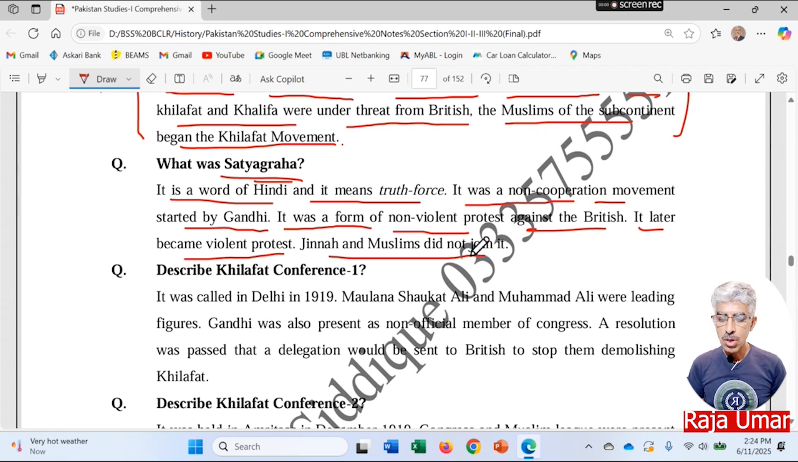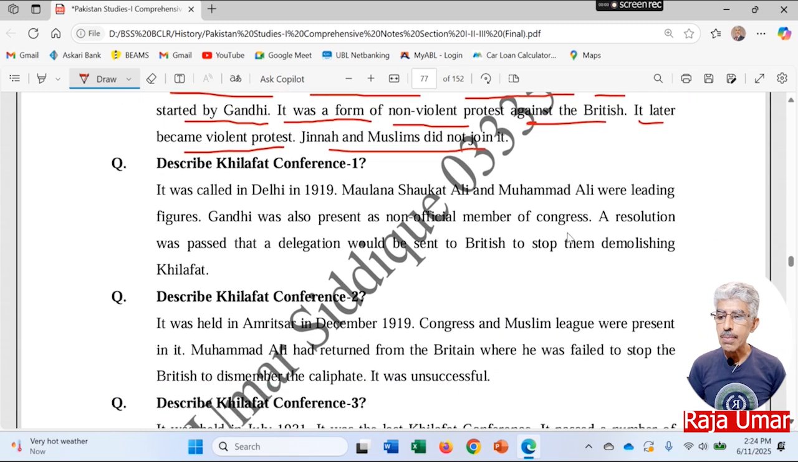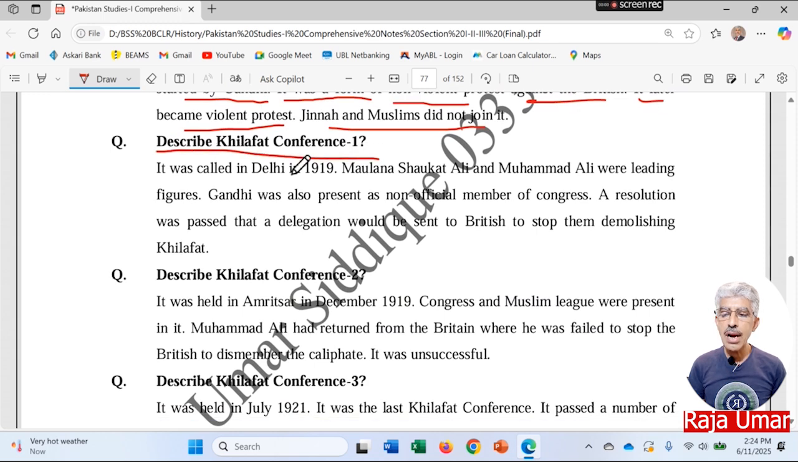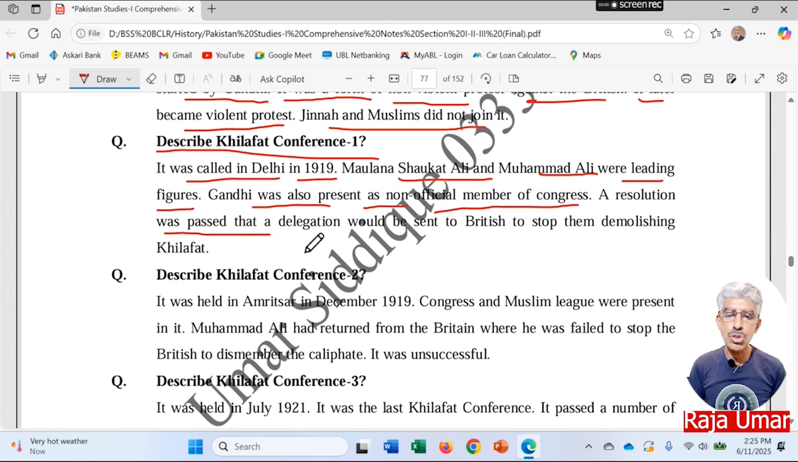So, describe the Khilafat Conference 1. It was called in Delhi in 1919. Maulana Shaukat Ali and Maulana Muhammad Ali Johar were leading figures of this Khilafat conference. Gandhi was also present as a non-official member of Congress. A resolution was passed that a delegation would be sent to Britain to stop them from demolishing Khilafat in Turkey, the Ottoman Empire. You can say that it was just after the end of World War I.